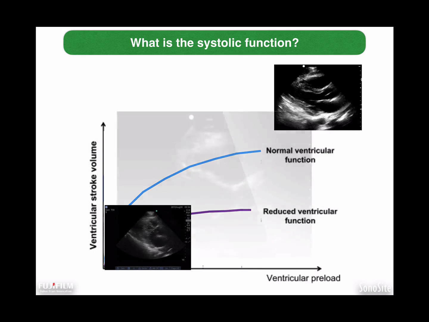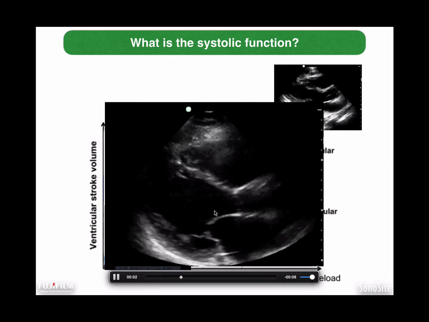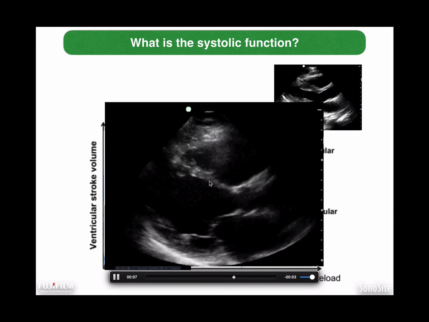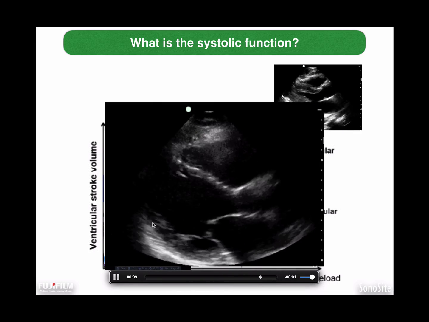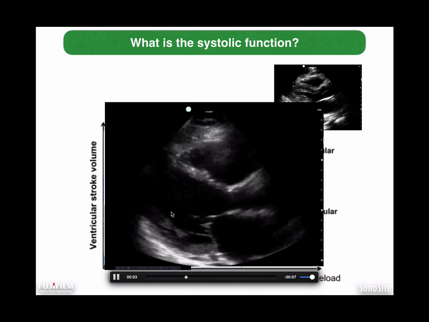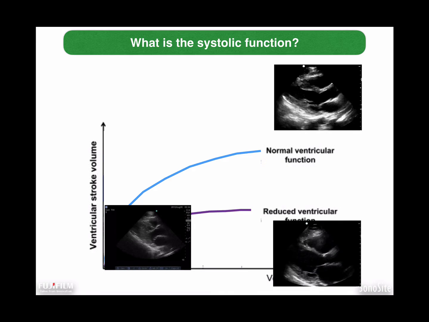Now, if you see this, note that the anterior mitral valve leaflet is nowhere close to the septum. Typically, it should be less than 7 millimeters. And then this chamber actually doesn't change in size at all. And you can see that there's very little contraction of both the septal and the posterior wall below. So these patients have very markedly reduced ventricular function.